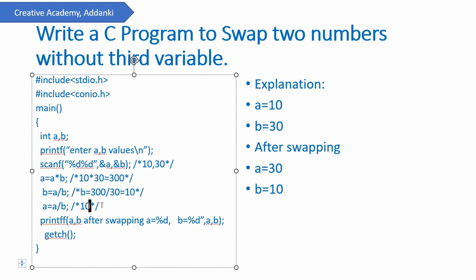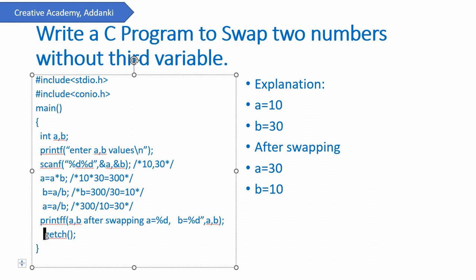Next, A equal to, we know A is already 300, 300 by B value, the updated value is 10. Now we get the result as 30. Okay, 300 by 10, 10 30s are 300, we got 30. Now A value is 30, B value is 10. That is our expected output.